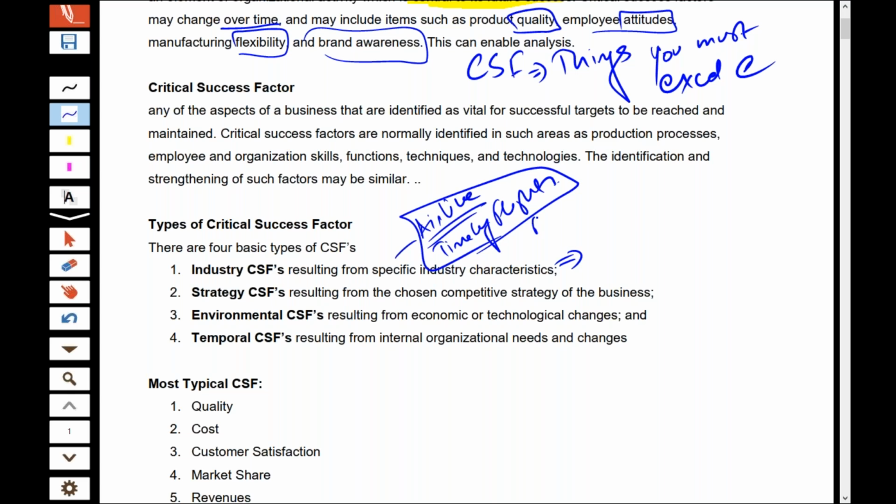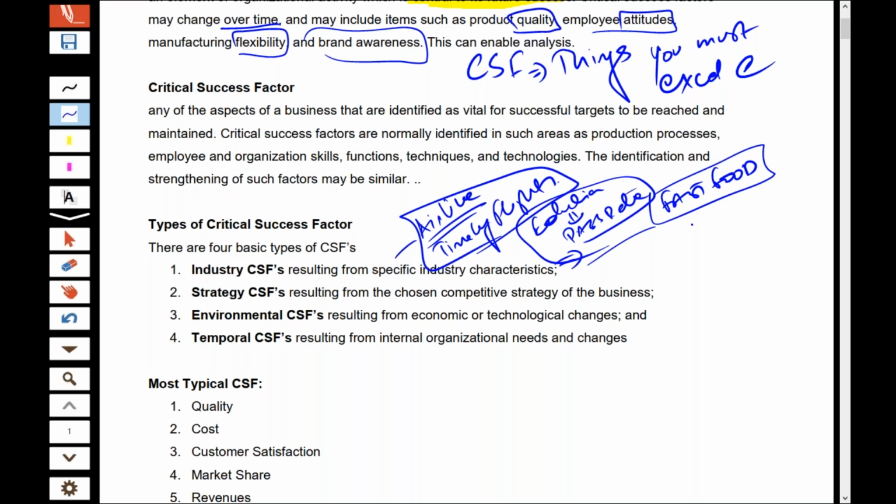You talk about the education industry, so you probably have the pass rates. That is going to be one of the critical success factors for the education sector. You've got the fast food restaurant. So what is going to be there? The critical success factor is basically the quick processing of orders. So let me repeat, what exactly do you mean by the critical success factor? A critical success factor actually means the things that we must excel at.